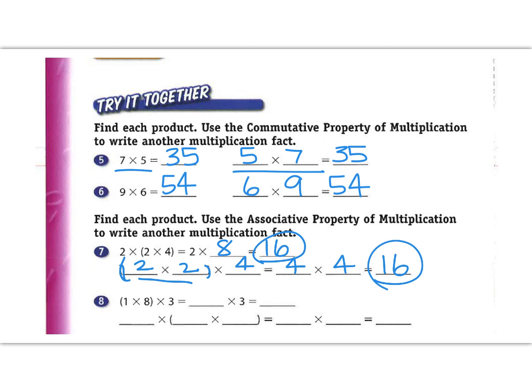Let's do number 8. 1 times 8 is in parentheses, so we do that first. 1 times 8 is 8. 8 times 3 is 24. So then notice that they moved the parentheses here, so then we'll do 8 times 3 in parentheses. So 8 times 3 is 24, and then we multiply it by the 1. 1 times anything is itself, so 1 times 24 is 24. Same answer.